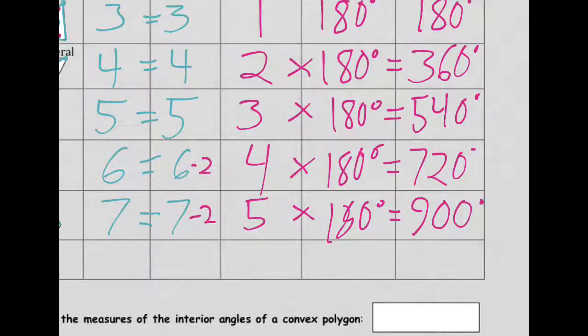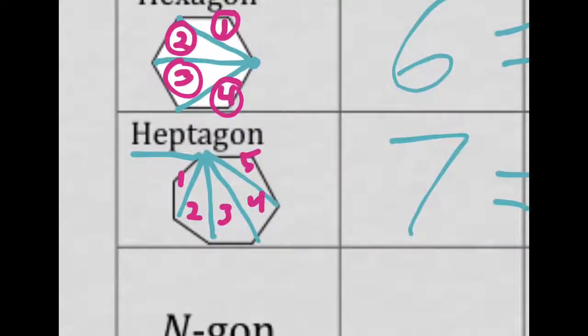In any heptagon, all of the sums, now make sure you understand what I'm talking about here, all of the interior angles add up to 900 degrees. I'll say that again. In a heptagon, all of my interior angles add up to 900 degrees. And how can I know that? Because I have 1, 2, 3, 4, 5 triangles, each with 180 degree angles in them.